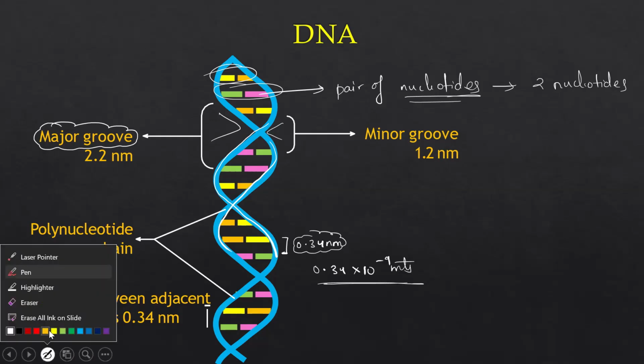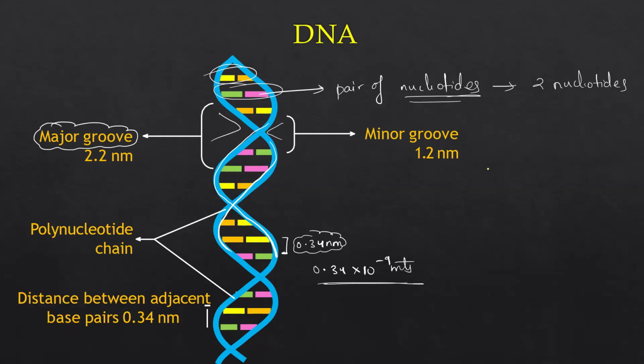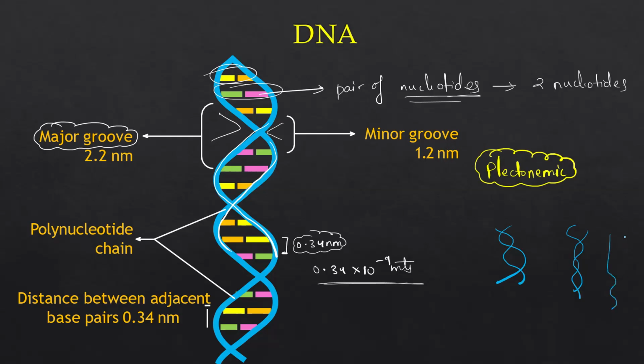One more thing you need to remember is plectonemic. DNA is plectonemic in nature. Have you heard this word? What is the meaning of plectonemic? DNA is plectonemic in nature. That means there are two strands present, one strand and another strand. You cannot separate these two strands until you completely unwind them. Suppose I open the strand like this, but still I haven't unwound it completely. That means my DNA still cannot be separated.